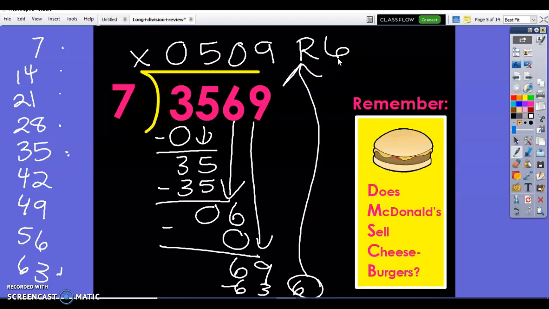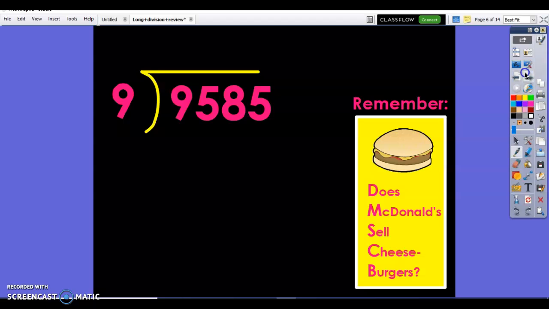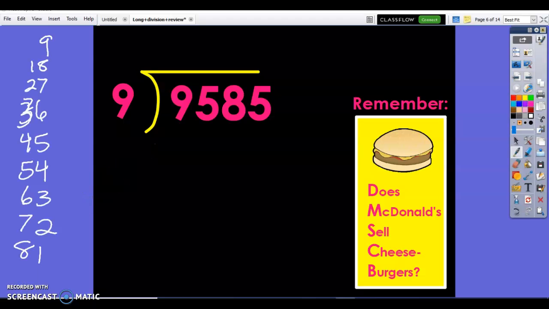Okay, we're going to give you a few to practice on your own. Write your multiples of 9 down. I'm going to pause the video here, write my multiples down, and go through the steps. I want you to come back once you've completed it and check to make sure you did it correctly. Okay, so your multiples should be there. We're going to walk through these, check your work, and make sure you did it correctly.